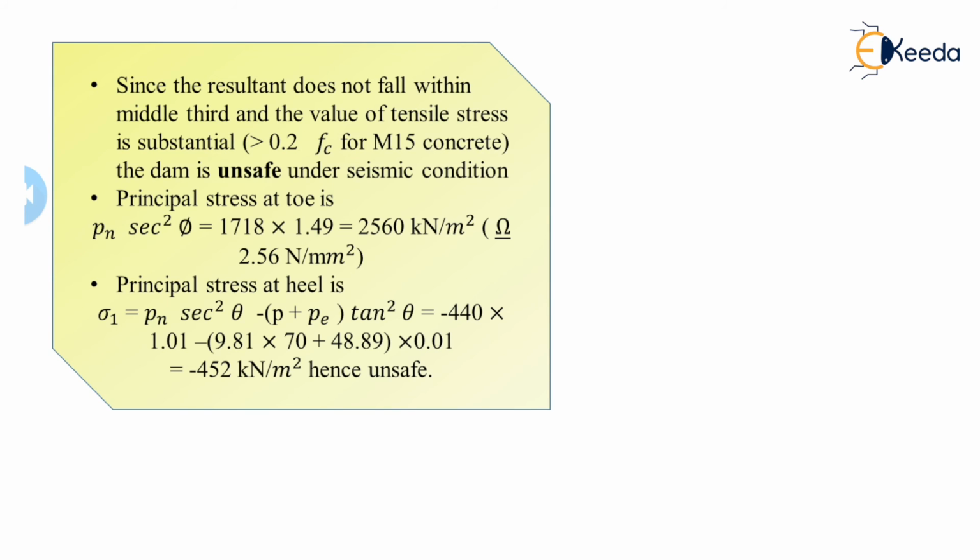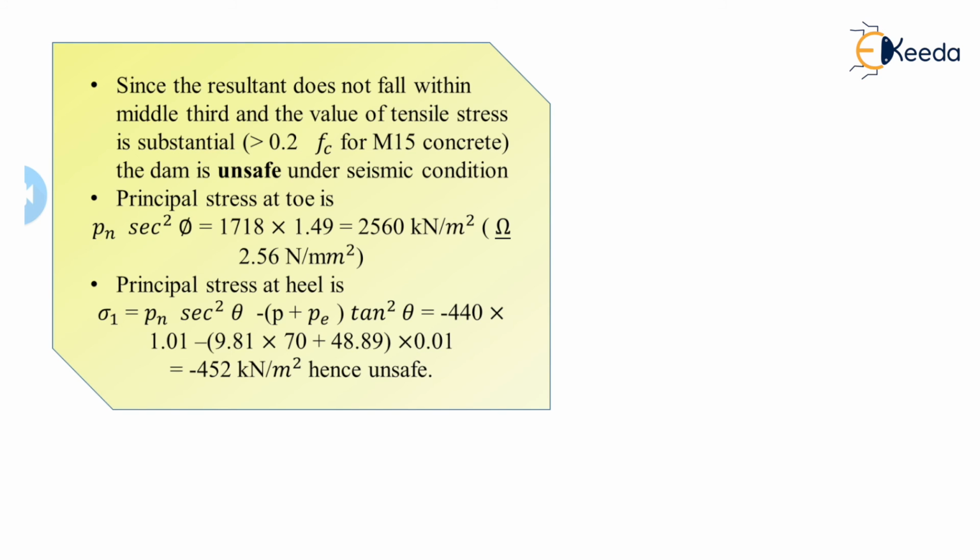So we had concluded that because of this reason, because we had seen the resultant will fall in the right section of the dam, from the center of the dam. So it is unsafe. So again, principal stress at the toe. There is no tailwater, so simply Pn, normal compressive stress at the toe, into sec square phi. Sec square phi we have already calculated as 1.49. Substitute this value. The final value will be 2560 kilonewton per meter square.